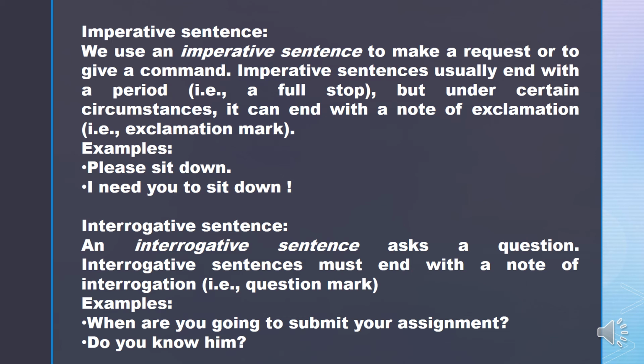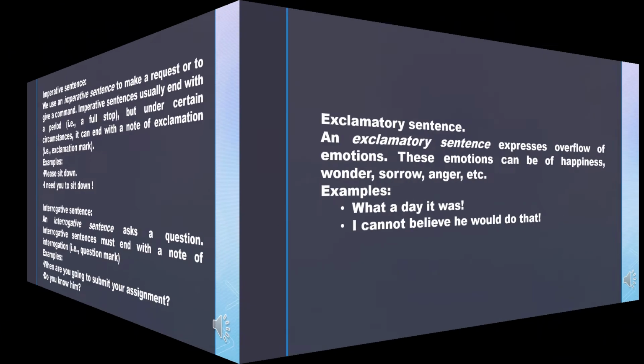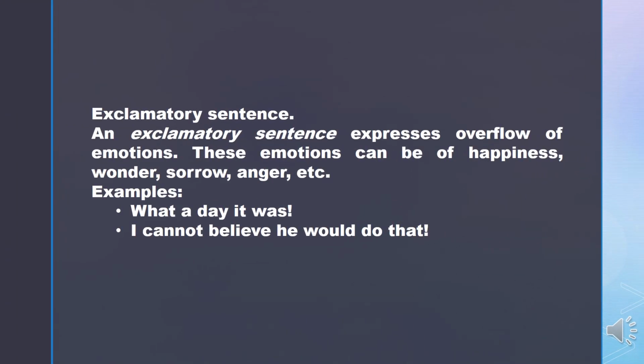Now, next kind is interrogative sentence. We all know the sign of interrogation, or an interrogative sentence always asks a question. Interrogative sentences must end with a note of interrogation. For example, when are you going to submit your assignment? Do you know him? Exclamatory sentence. An exclamatory sentence expresses overflow of emotions. These emotions can be of happiness, wonder, sorrow, anger, etc. For example, what a day it was. I cannot believe he would do that.